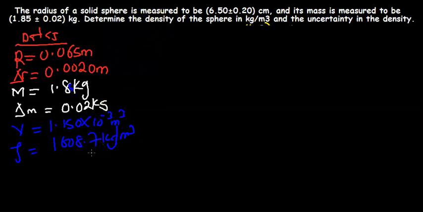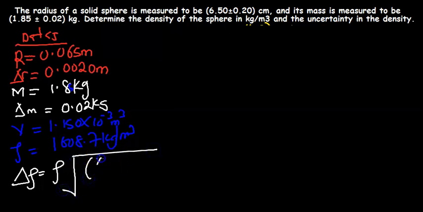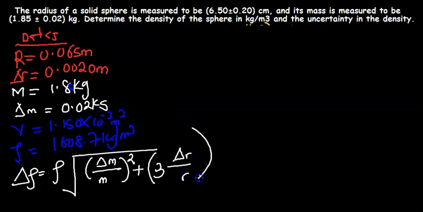The next thing we need to do is to determine the uncertainty in the density. We can use the formula, error propagation. The formula gives us the uncertainty of the density, which is equal to the density times the square root of the bracket of the uncertainty in the mass divided by the mass to the power of 2, plus 3 times the uncertainty of the radius divided by the radius to the power of 2.